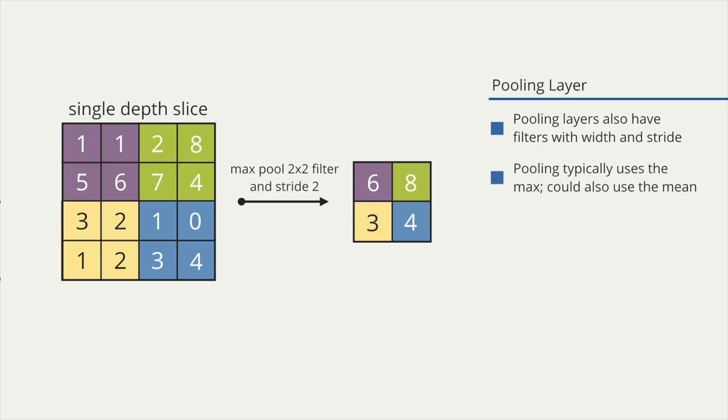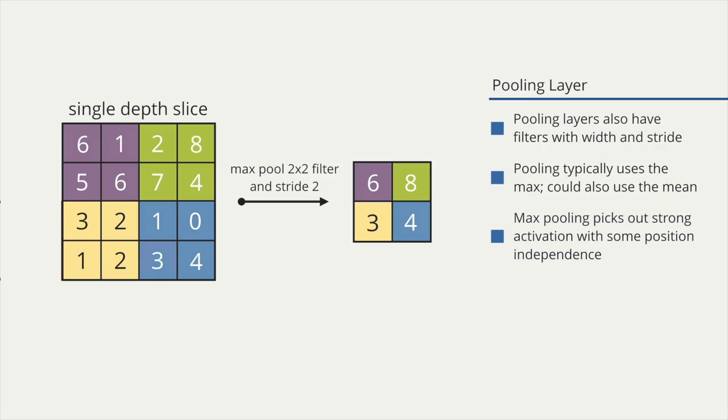And I mentioned that it provides some degree of translational invariance. You can see that if I add a 6 here in the top left-hand corner, independent of where the 6 actually sits in that top left-hand corner, the 6 is relayed to the output. The neural network doesn't necessarily need to care about whether the 6 was in the top left or the bottom right of the top left-hand corner, if that information is potentially not useful for the ultimate classification. So the max pooling picks out strong activations with some position independence.